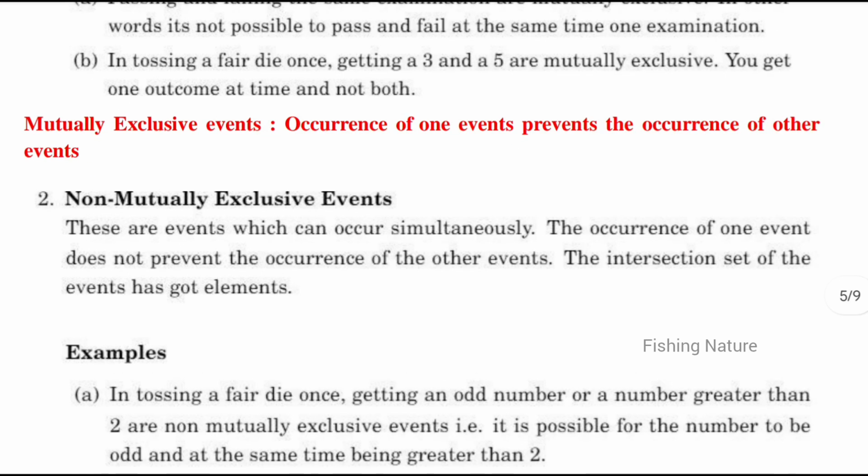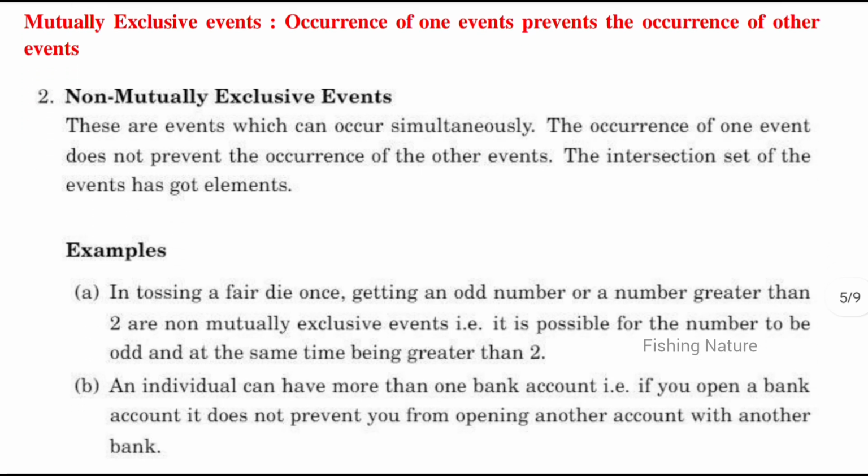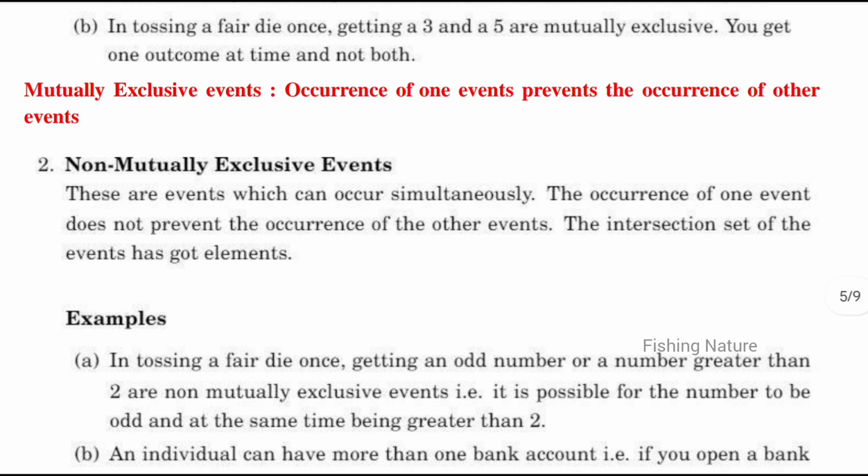If one event can occur, it prevents the other. It is a mutually exclusive definition. Next, non-mutually exclusive means these are events which can occur simultaneously, but the occurrence of one event does not prevent the occurrence of the other event. Both can occur means one cannot prevent the other. In mutually exclusive, one can prevent the other and both cannot occur at the same time.